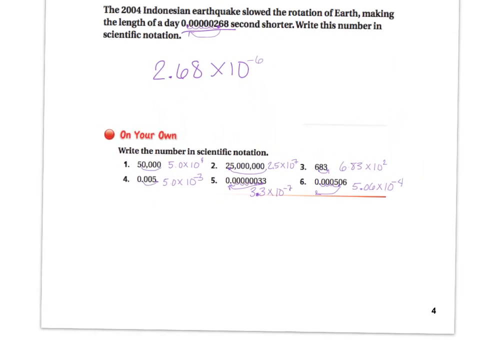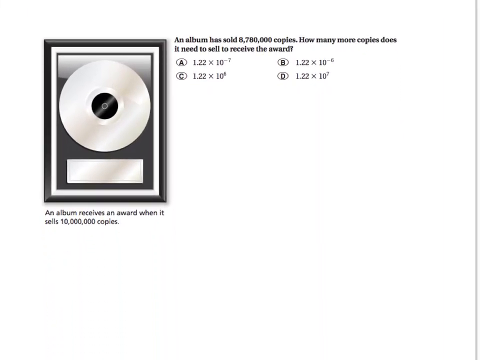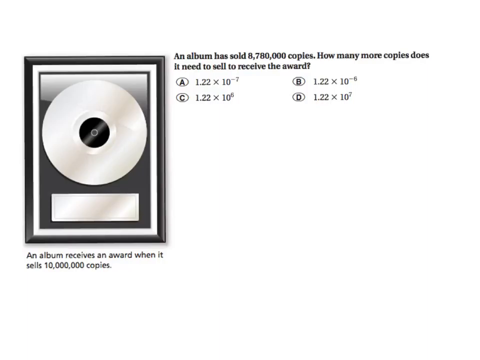All right, now, it's just a matter of practicing. And so this is what we did in class. An album has sold 8,780,000 copies. How many more copies does it need to sell to receive an award? Okay, an album receives an award when it sells 10 million copies. So you'll notice all of the answers are in scientific notation.